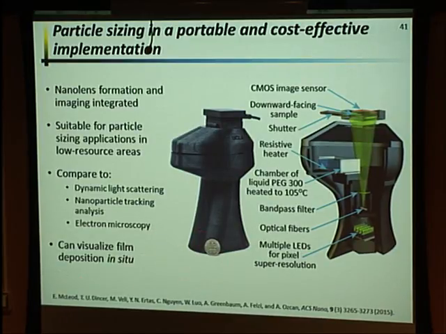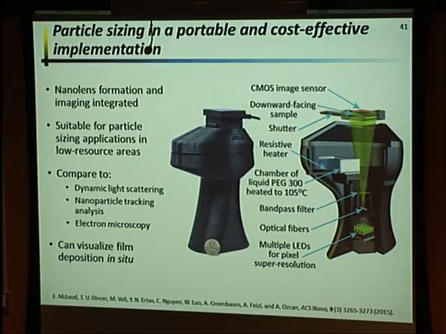And then the other advantage is that you can visualize the film deposition in situ. So what we have here is our CMOS image sensor facing downwards. We have our sample also facing downwards. We have a pool of liquid polyethylene glycol heated using a small resistive heater. Some of this is going to evaporate, and then it's going to condense on our sample. And then we have our light source imaging system down here.